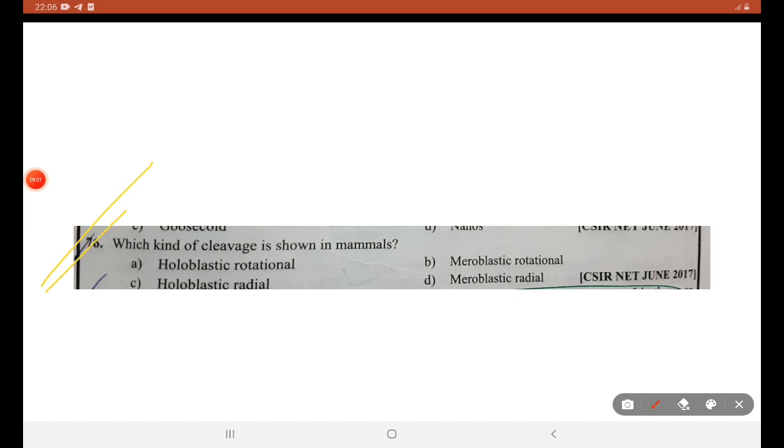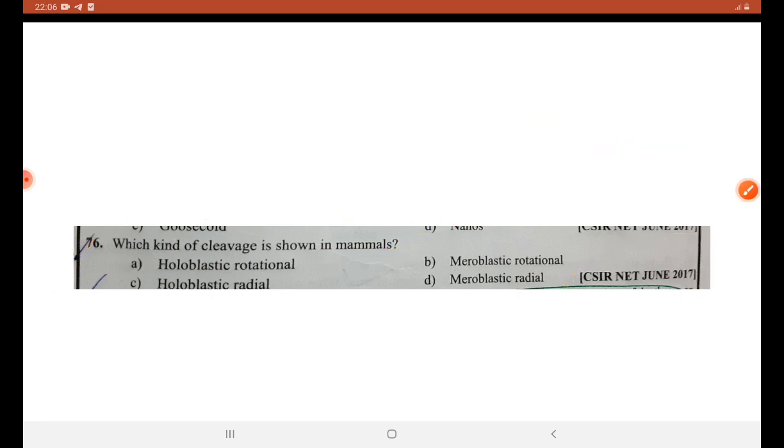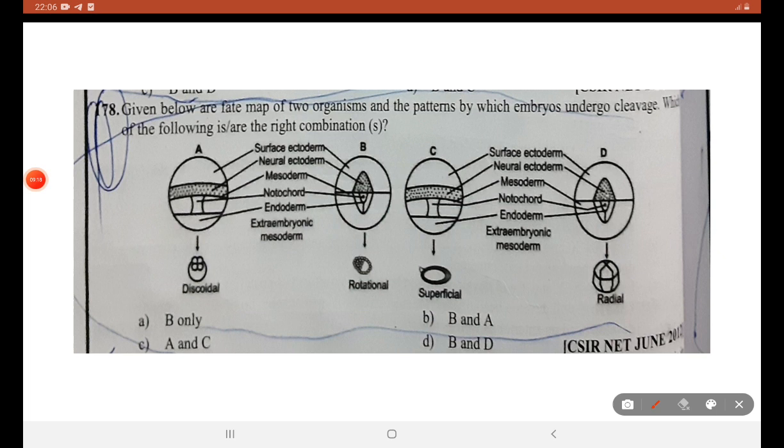Next question about humans, CSIR NET 2017. We mammals undergo holoblastic rotational cleavage. The type of egg is isolecithal. This question is from June 2012 CSIR NET examination. These four diagrams correspond to these four cleavage types.